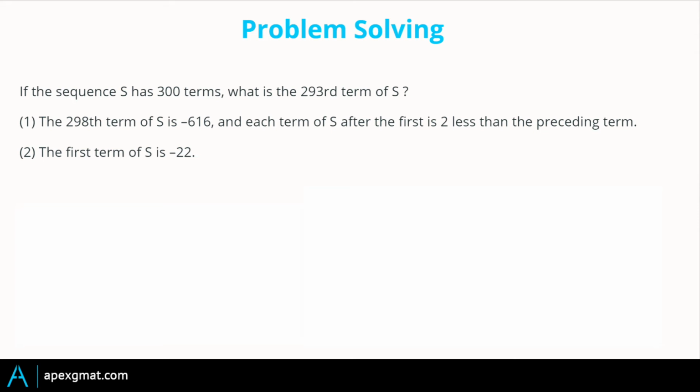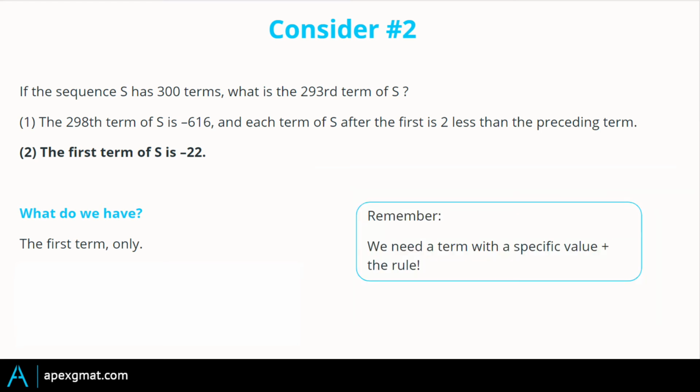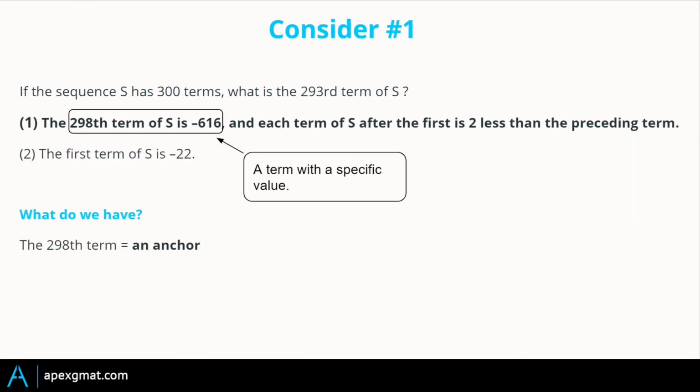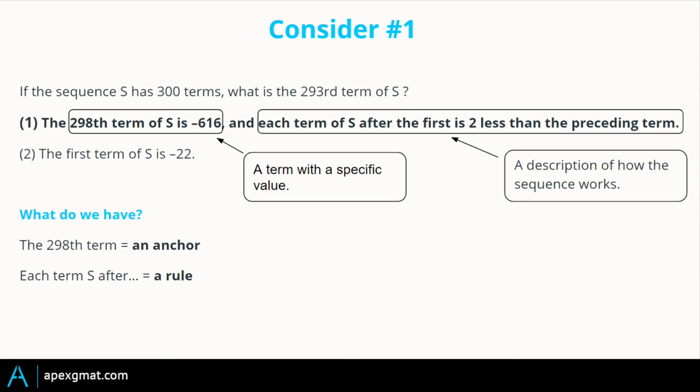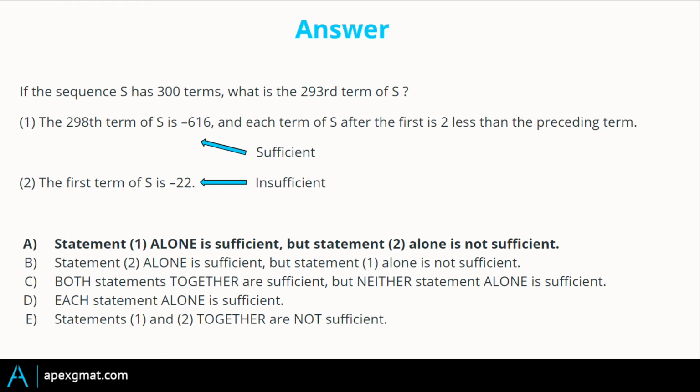If we dive into the information, we'll start with number 2, and the reason is that it's going to be easier to evaluate. At first glance, it's simpler, and you always want to start out with the easier piece and work your way up. Number 2 gives us the first term, but we don't know how the sequence works. Therefore, it's insufficient. Number 1 gives us the 293rd term and describes how the sequence works. So we're getting both pieces together in number 1, therefore A, 1 alone is sufficient.